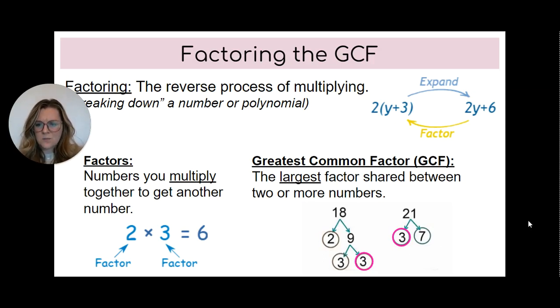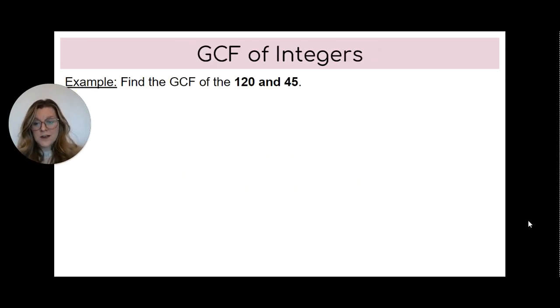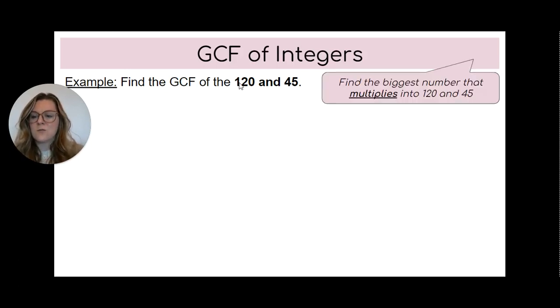So let's look at an example. Sometimes it's hard to find the greatest common factor, especially of large numbers. So let's do some large numbers in our example. It's asking us to find the GCF of 120 and 45. So really, that just translates and says, hey, find the biggest number that multiplies into 120 and 45.